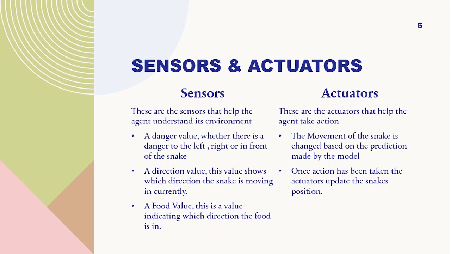So then the actuators, they help the agent to take action. The movement of the snake is one of the actuators that is either predicted by the model or a random action. And then once that action is taken, the actuator's task is also to update the snake's position.